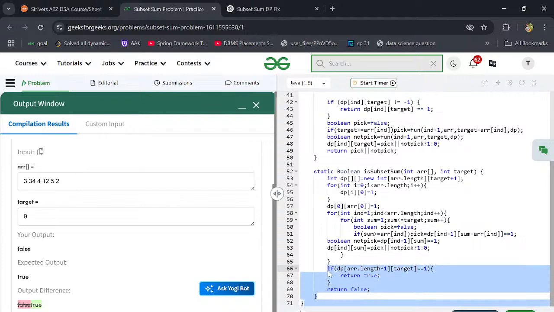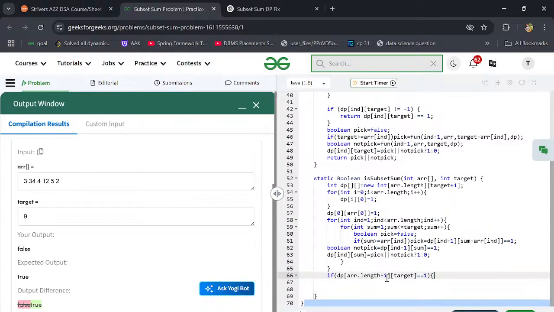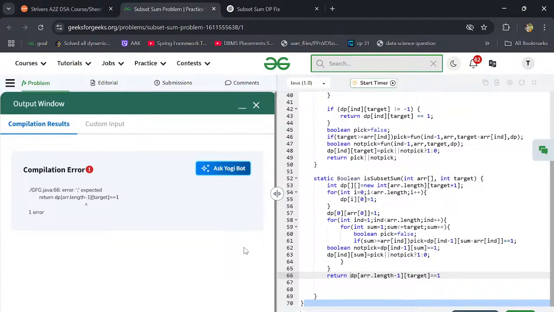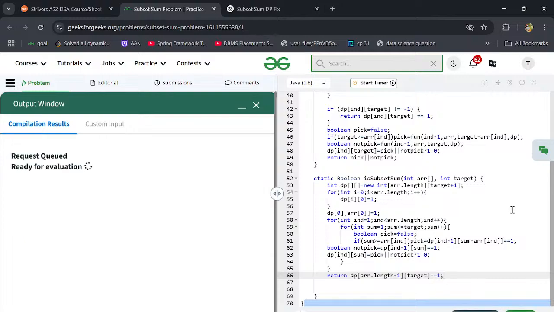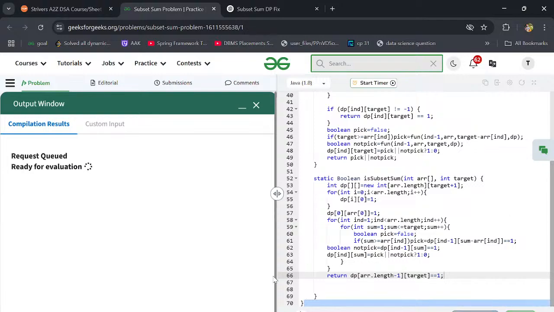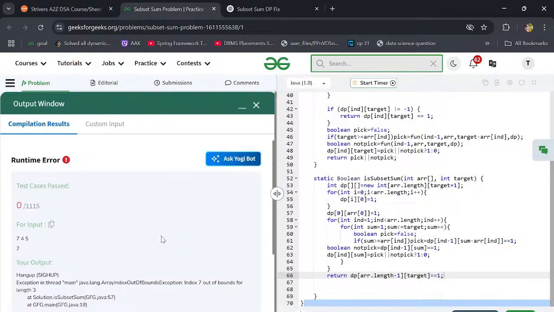Why am I stressing a lot? I don't want this. This one. No, I just return it and there. That's it. Let me guess, it will run. Okay, sorry. It will run. Yeah, it will run. Let's check. Let's pass all the cases, bro.